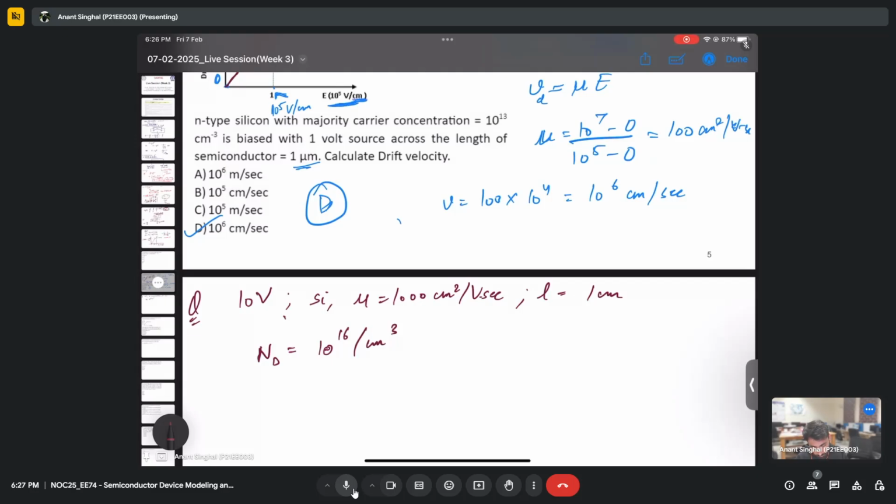So what you need to do is find the average time taken by the electron to move from one end to another. Time is very straightforward, distance upon speed. So you need to calculate the drift velocity, and you already know the distance, so you'll be able to calculate the time. Is the question clear? So quickly do it, I mean, that will make it better.